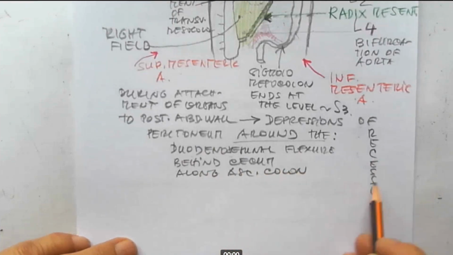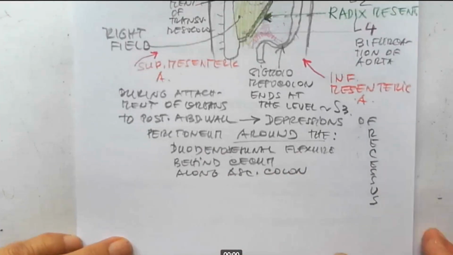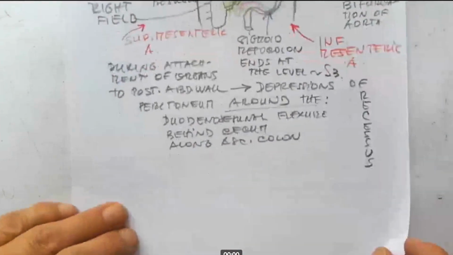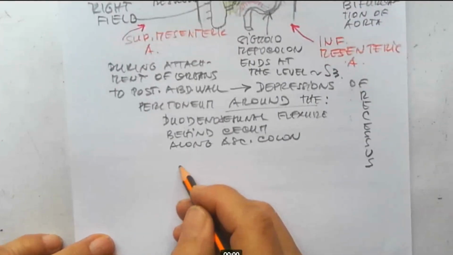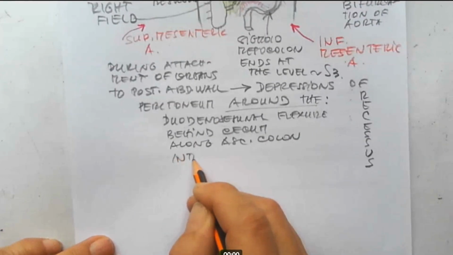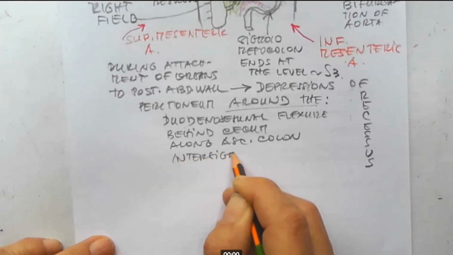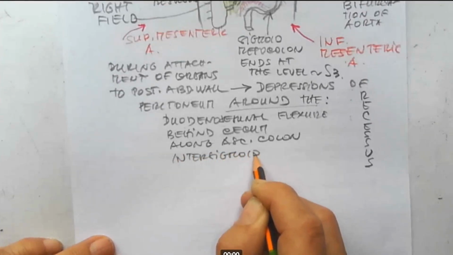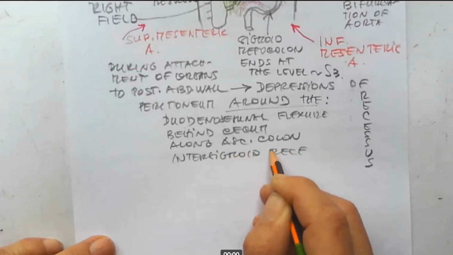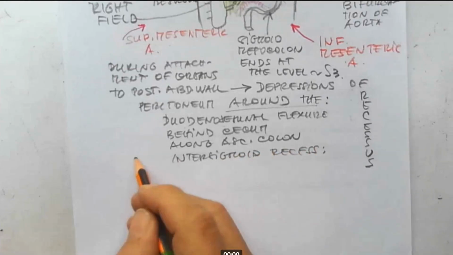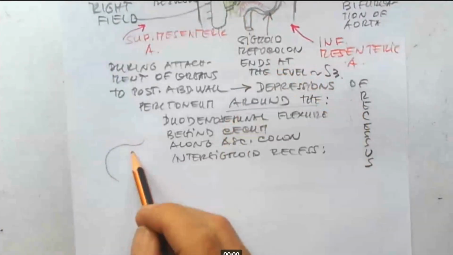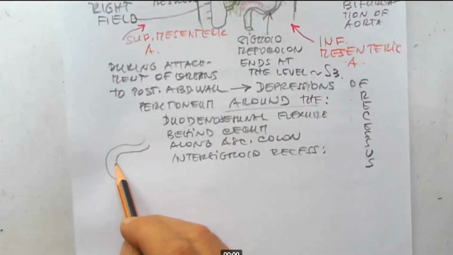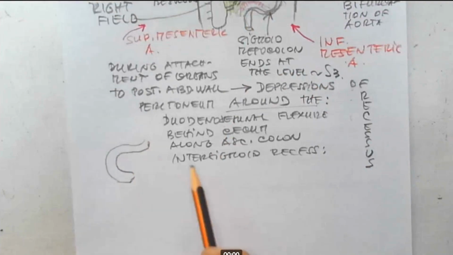So all here could be the recessus peritonealis, peritoneal recesses, depressions, and also the very specific intersigmoid recess, and that one is typical. So I'm just sketching. We repeat this loop of the sigmoid, it's like that.